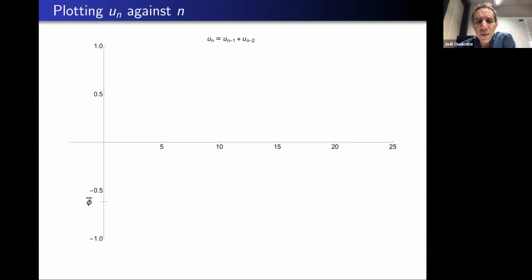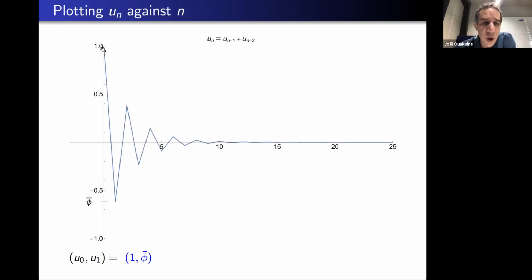Okay, so let me show a couple more examples with this Fibonacci recurrence. Here I'm going to plot a Fibonacci solution against n. So this is u_n against n. And suppose I start at 1, phi bar. So this is meant to be a minimal solution. And indeed, I have 1, phi bar, then so on. And I can see as n tends to infinity that I very quickly converge to 0.